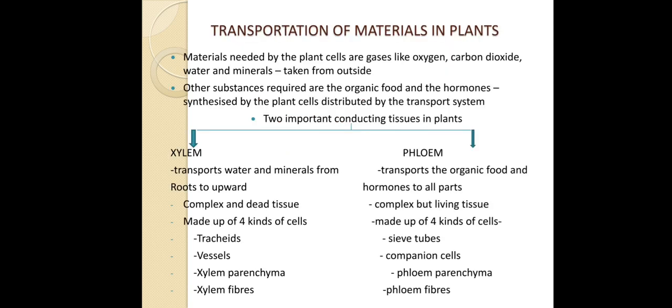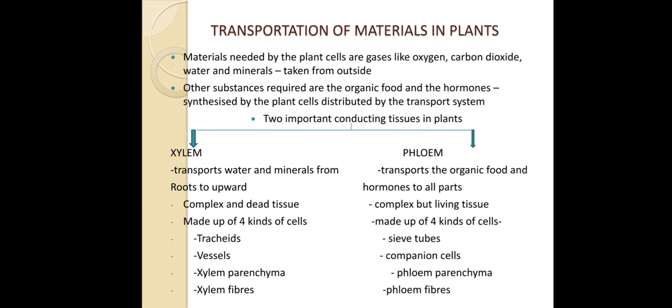Transportation of materials in plants. First of all, you should know that the materials needed by the plant cells are gases like oxygen and carbon dioxide, water and minerals, which are taken from outside. Other substances required are the organic food and the hormones synthesized by the plant cells, distributed by the transport system.